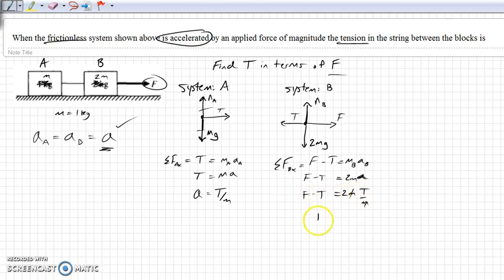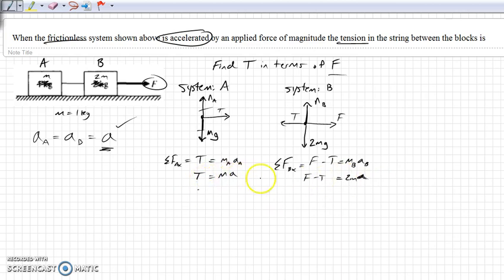Okay, so then I have F is equal to, if I add T to both sides, 2T plus T, which is 3T. And then when I want to find tension in terms of F, I just divide both sides by 3. And I realize the tension is equal to F over 3, which is option E on the actual problem. And I'm going to go ahead and solve this a different way, because there is an easier, less messy approach.